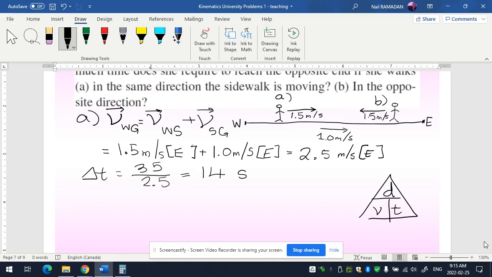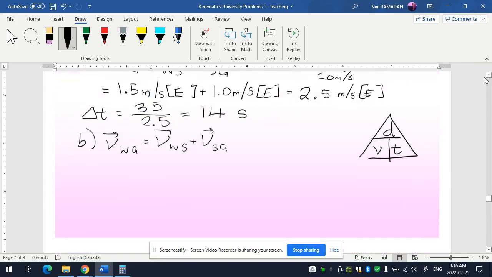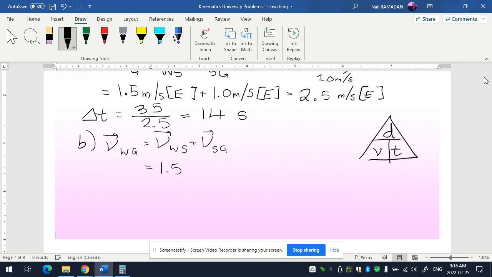How about this one? Not magnitude, direction. Now she's walking west. Perfect. Yeah, go ahead. By the way, yeah, we have to start with the same equation. VWG, still VWS plus VSG equals 1.5 meters per second, but now in the west direction, plus 1.0 meters per second in the east direction.